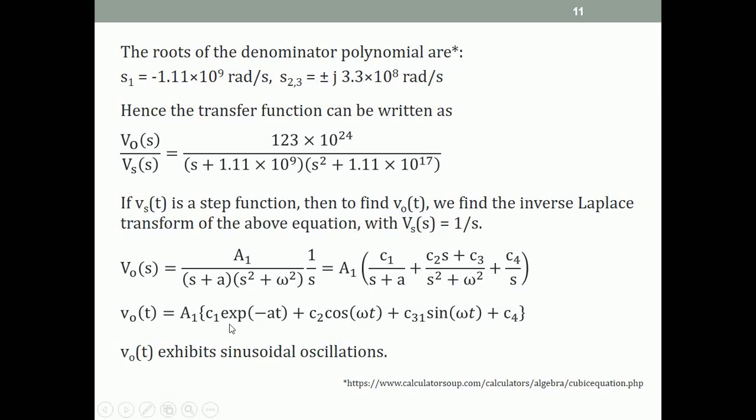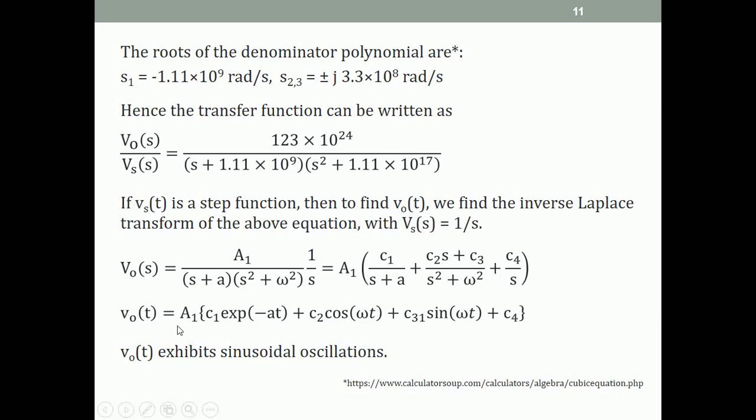The first term gives an exponential e raised to minus at. The second term gives a cos and a sine, cos omega t plus sine omega t. I should have made this omega naught, I'm sorry, but this is omega naught, which has a specific value. So omega naught, and then C4. So clearly, as a function of time, the e raised to minus at will die out after some time, but the output will show sustained oscillations, due to the cos and the sine terms. Sustained because these are not damped by an exponential.